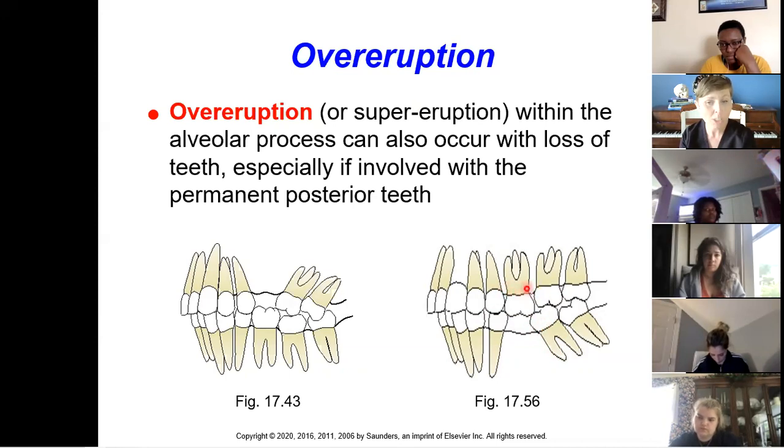And what do you think could be the result of that in the CEJ area? What do you think could happen if that tooth continues to erupt or super erupt? Eventually, the cementum would be exposed, wouldn't it? Right. And what is that called? Mr. Hojan, what is that called?